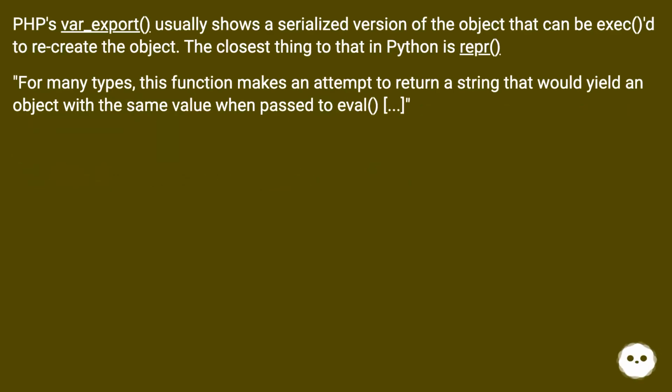PHP's var_export usually shows a serialized version of the object that can be exec'd to recreate the object. The closest thing to that in Python is repr. For many types, this function makes an attempt to return a string that would yield an object with the same value when passed to eval.